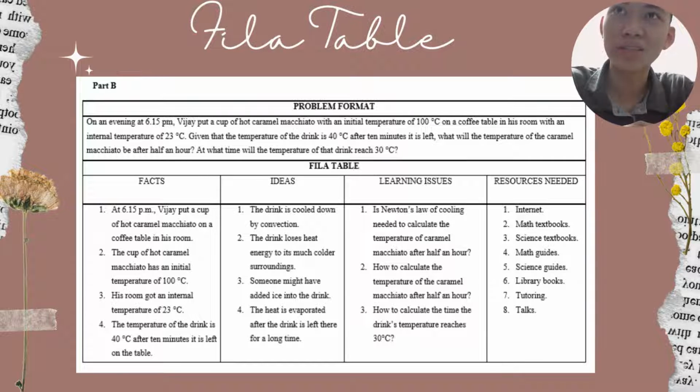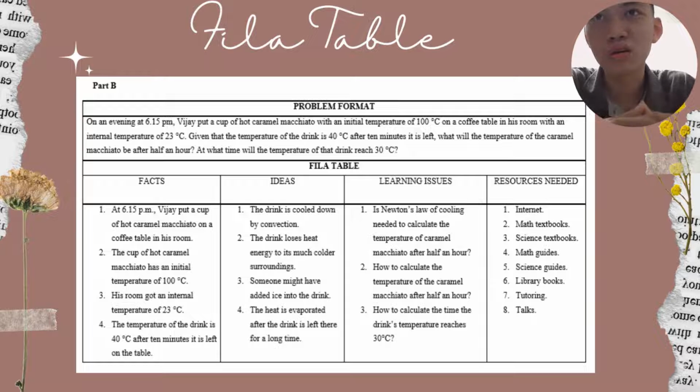On an evening at 6:15 p.m., Vijay put a cup of hot caramel macchiato with an initial temperature of 100 Celsius on a coffee table in his room with a temperature of 33 Celsius. Given that the temperature of the drink is 40 Celsius after 10 minutes of being left, what will the temperature of the caramel macchiato be after half an hour? At what time will the temperature of the drink reach 30 Celsius?